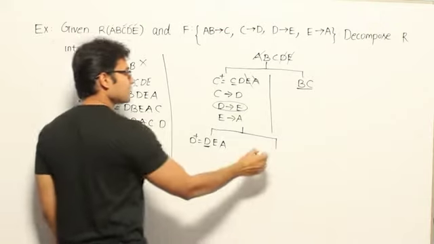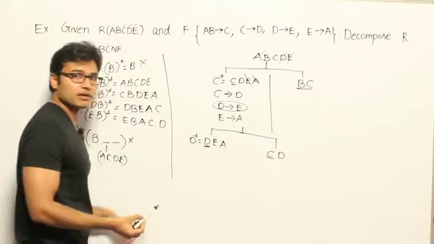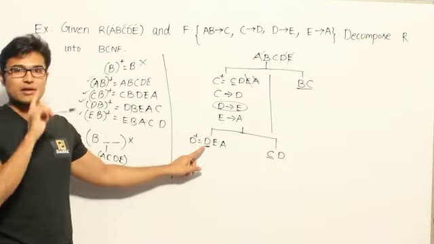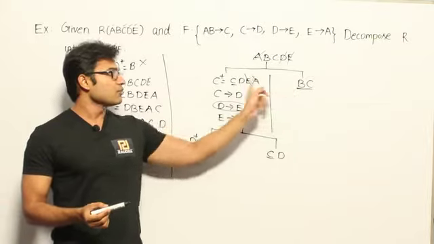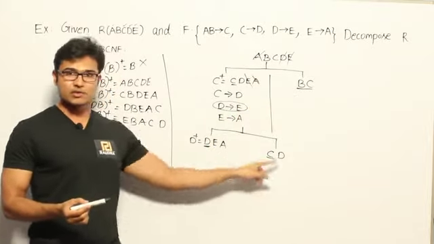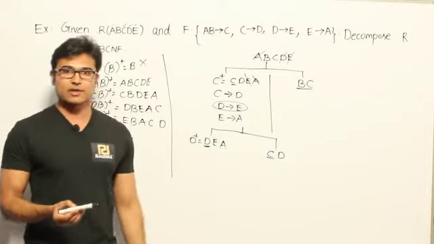Now what is remaining? C determines D. So let D be there in both the tables so that the intersection is going to be a candidate key for one of them. So the decomposition is lossless. Even here the decomposition is lossless, and even here the decomposition is lossless. At every step whenever you decompose, I am seeing that the decomposition is lossless.